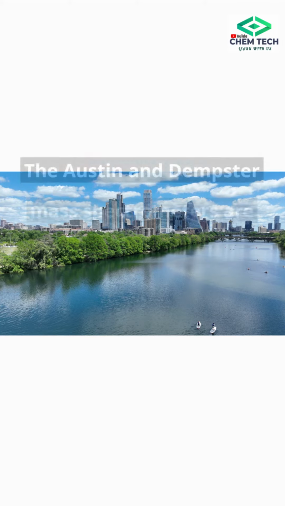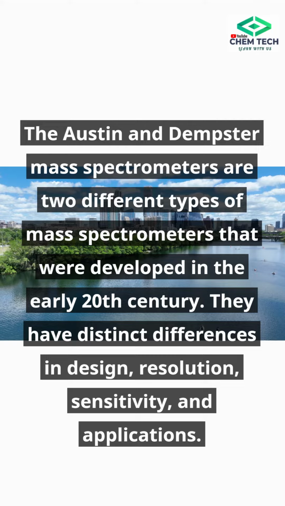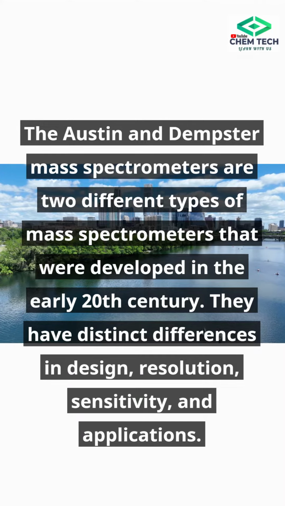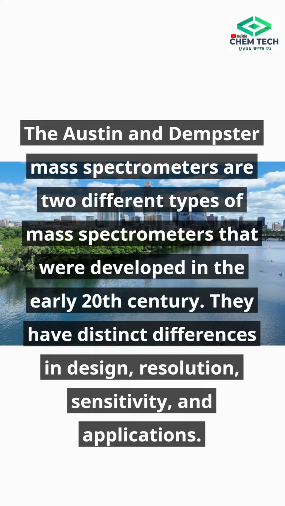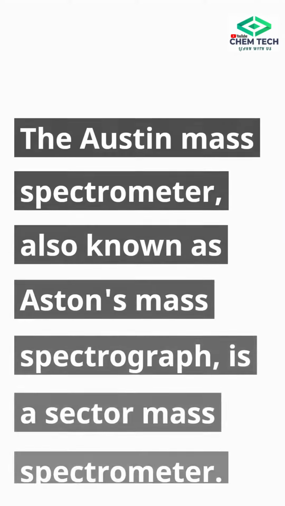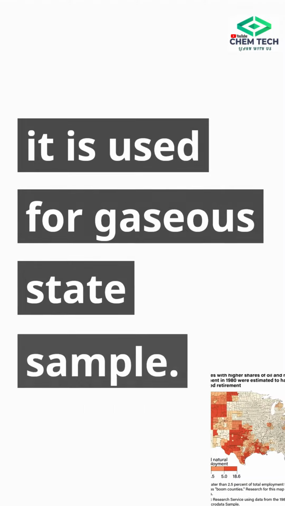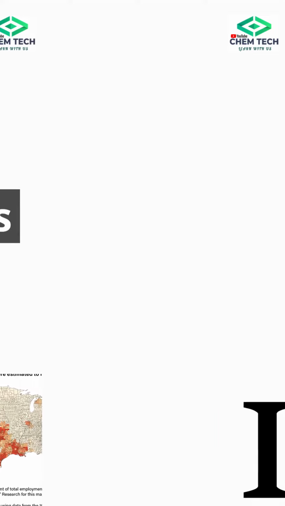The Austin and Dempster mass spectrometers are two different types of mass spectrometers that were developed in the early 20th century. They have distinct differences in design, resolution, sensitivity, and applications. The Austin mass spectrometer, also known as Ashton's mass spectrograph, is a sector mass spectrometer. It is used for gaseous state samples.